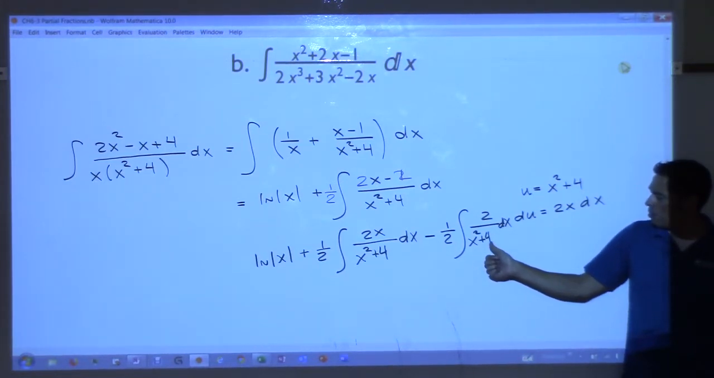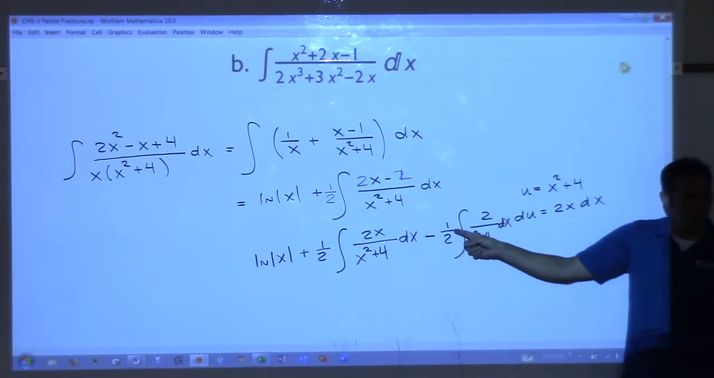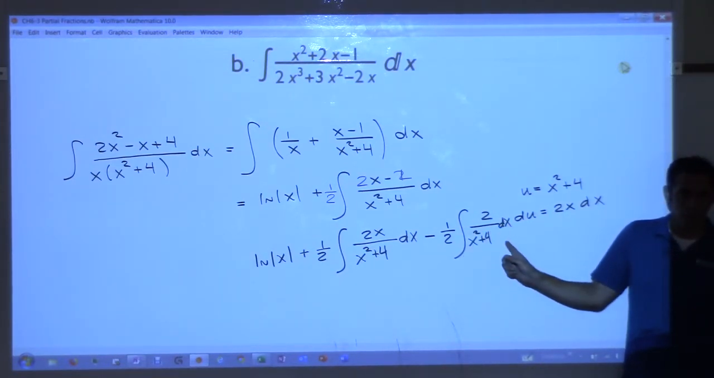X squared plus 4. We take the 2 out, right? You can take that 2 out. You have 1 over x squared plus 4. No, never mind. Formula 17.